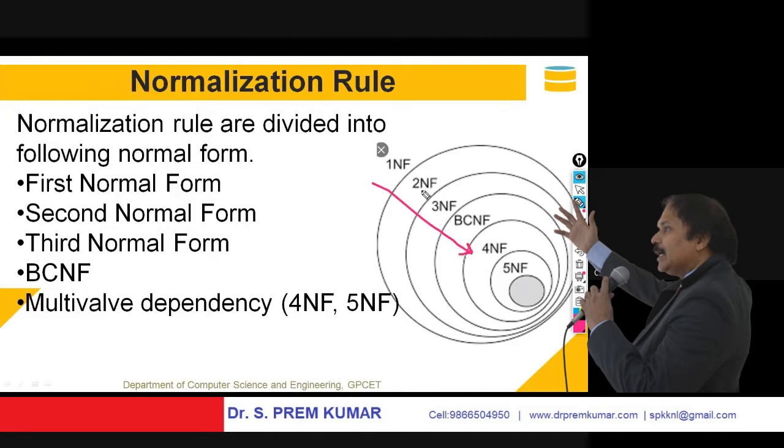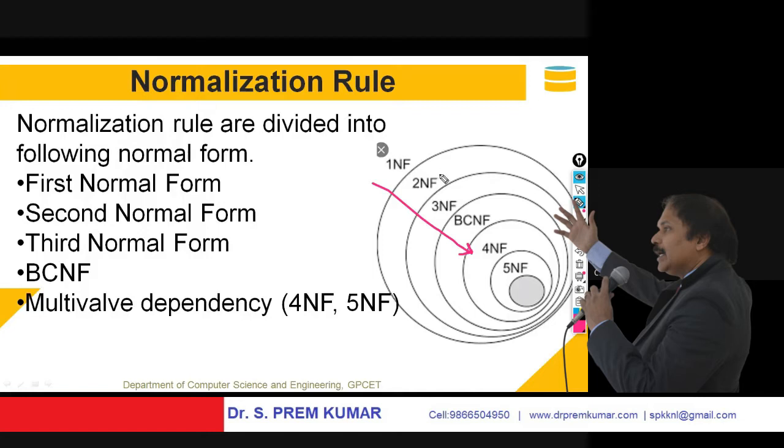First normal form, second normal form, third normal form, BCNF (Boyce-Codd normal form), fourth normal form, and fifth normal form. These are the normal forms. This is the order we need to follow.